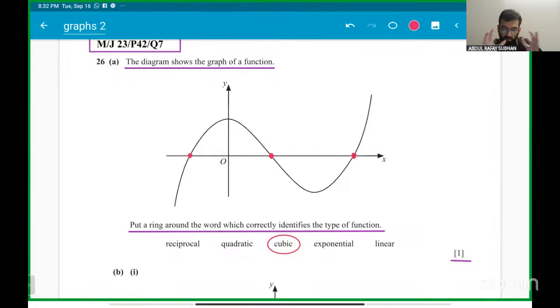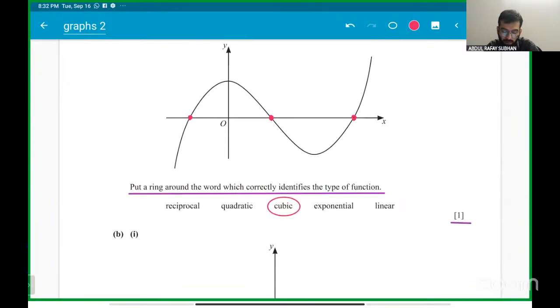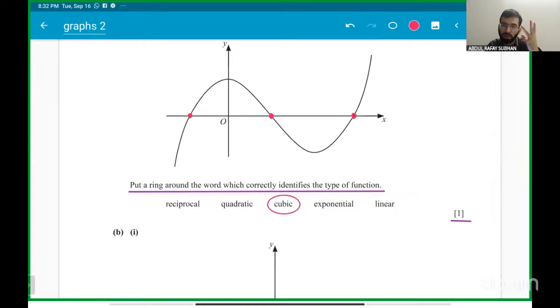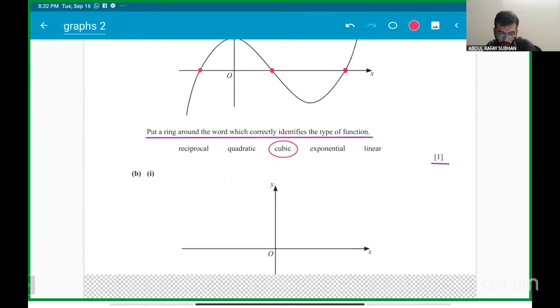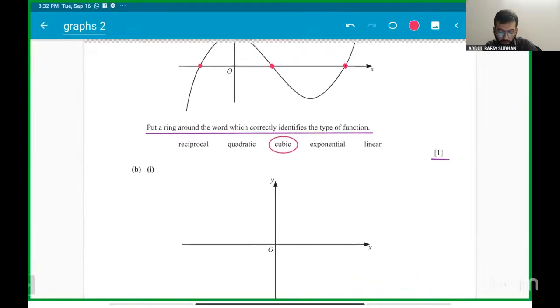There are fewer questions of this type, but they can still ask. It can come anytime, and you should be ready for it. If it is in the power form, it is an exponential. If it is close to the x and y axis, you will judge it's a reciprocal one. If it's cutting at only 2 points, it's a quadratic. If it's cutting at 3 points, it's a cubic. If it's cutting at 1 point only, it's basically a linear graph.